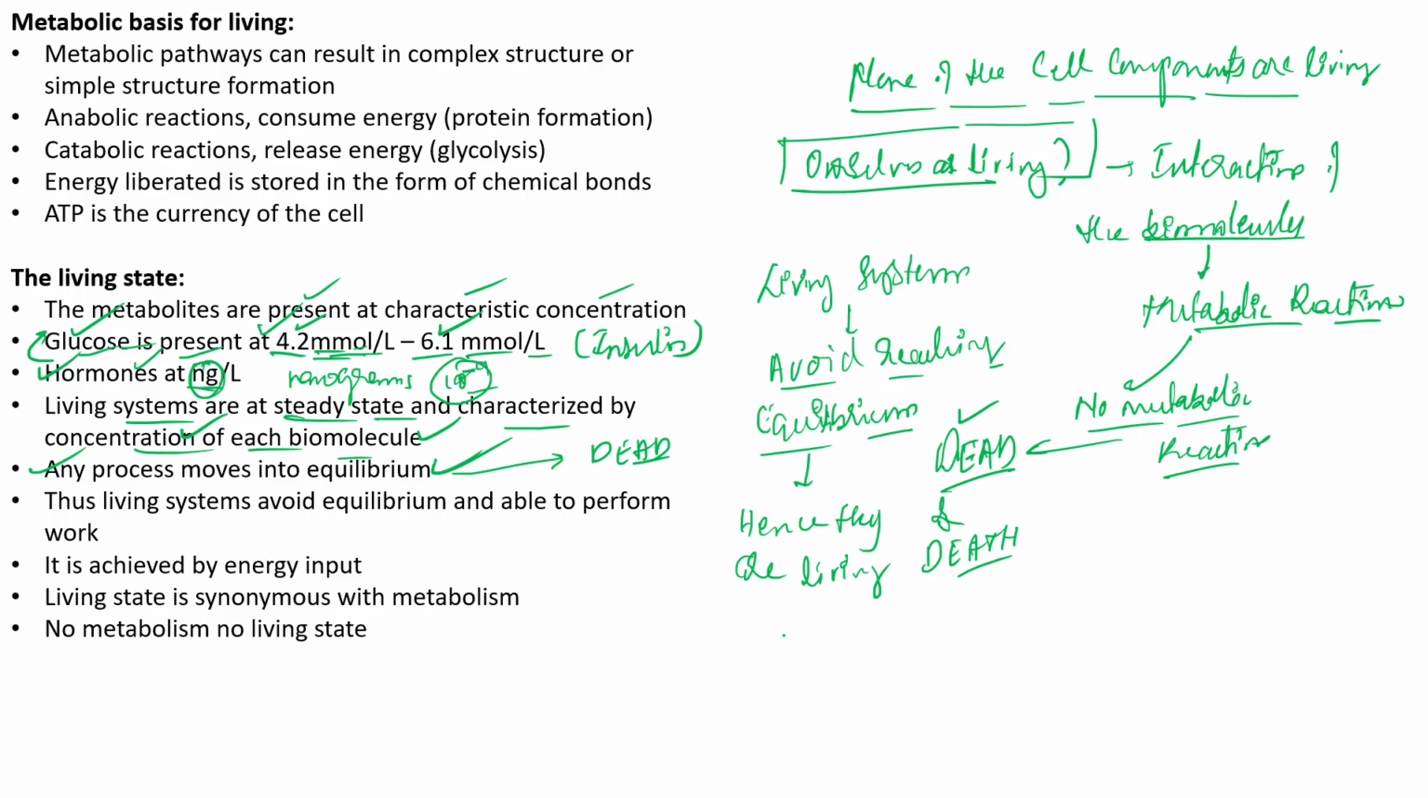That is what the cells are doing. The cells try their best to avoid reaching equilibrium, and this is done by the metabolic reactions, because metabolic reactions are the kind of reactions that consume energy and also yield energy, right? So you can see that living systems avoid equilibrium and are able to perform work. Hence avoiding equilibrium can be achieved by energy input. And we know that ultimately the energy is what?